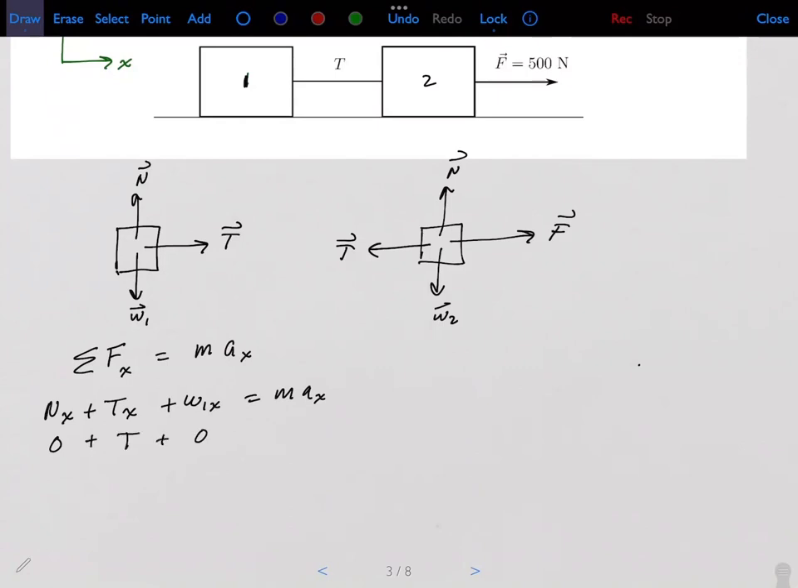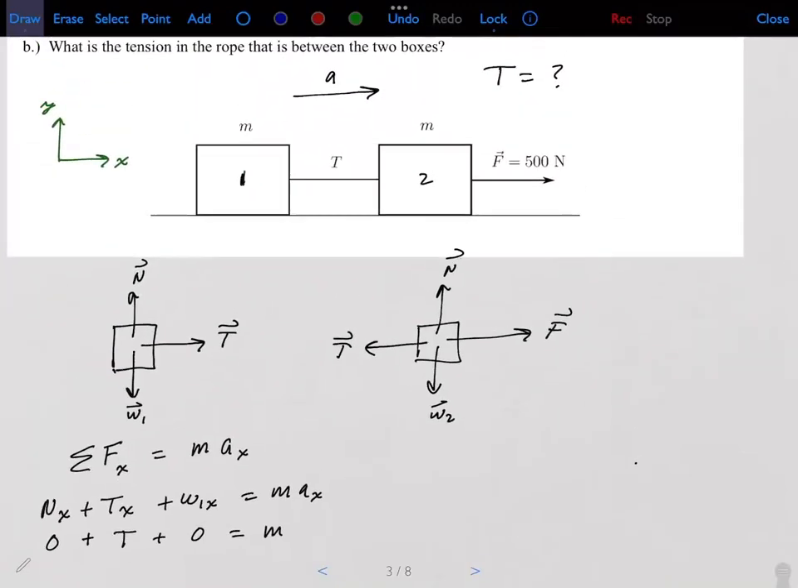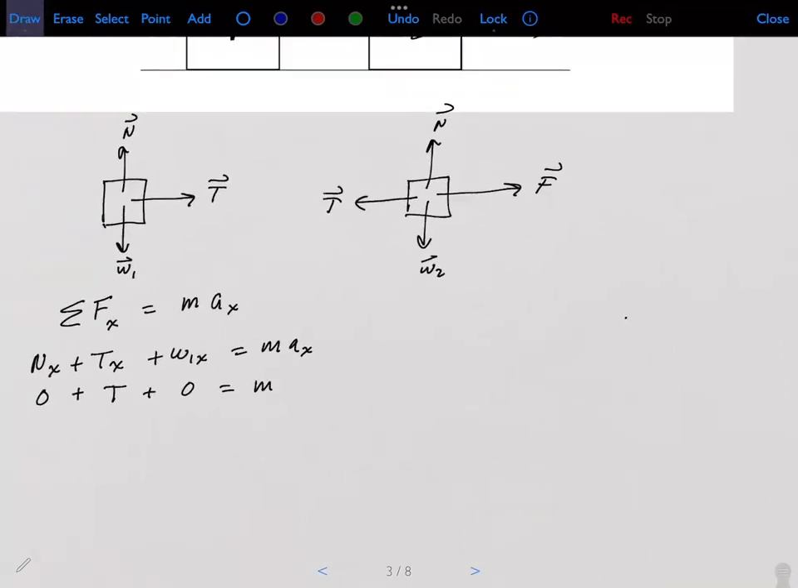And that's got to equal max, which I'm just going to call A because we know that these two boxes are going to be accelerating together with this acceleration A. And that's what we want to find, right? So we'll just call it A. So that's our first equation, T equals ma. Okay, let me go to the second box.